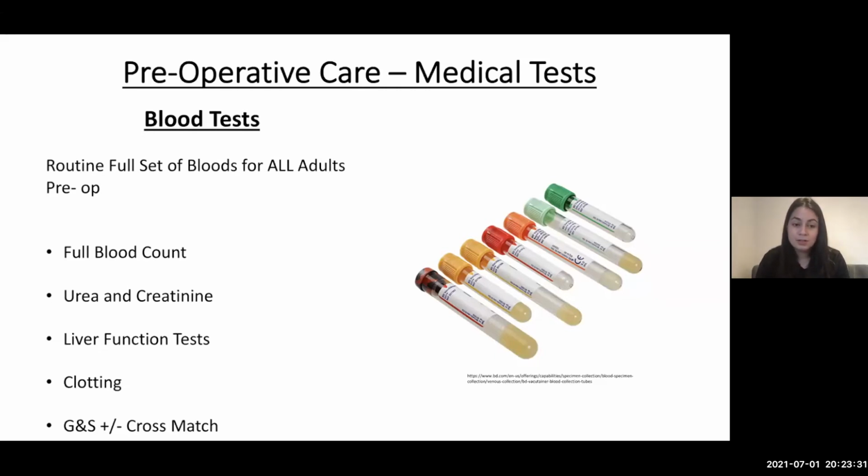And also important with liver function is clotting. So if there's a problem with the liver, the body may not be able to produce clots, and it can make the person bleed much more than you would like. Clotting, again, as I mentioned, how well is the body going to stop you bleeding too much? And group and save and cross match, which I'll describe on the next page a bit more.